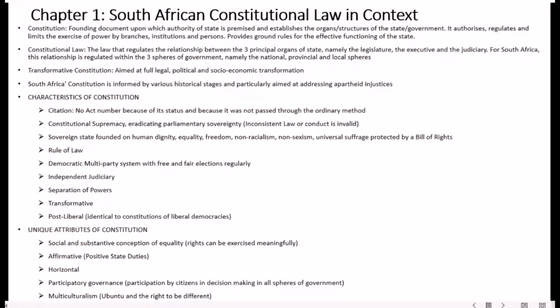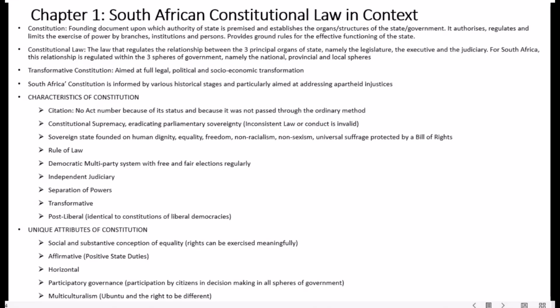What is a constitution, colleagues? A constitution is a founding document upon which the authority of a state is premised, and it establishes the organs or structures of the state or government. It authorizes, regulates, and limits the exercise of power by branches, institutions, and persons. And it also provides ground rules for the effective functioning of the state. So that is the constitution.